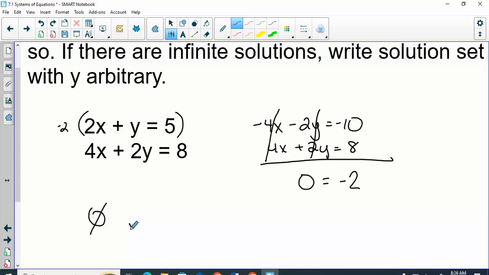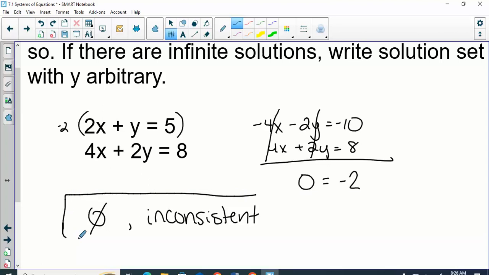No solution, inconsistent. And you have to give me both pieces there. That means these lines are parallel. If you graph them, those two never cross.